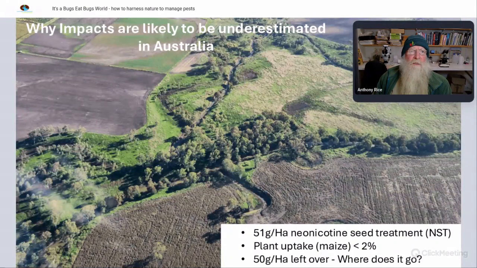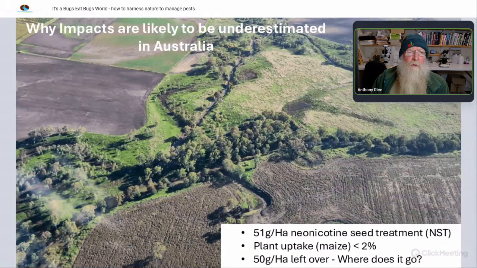So there's some reasons why impacts are likely to be underestimated here in Australia, probably elsewhere in the world as well. With the lack of data that we have here in Australia, there's a lot of work going into almost a scrambling to find out what's happening to our insect populations here in Australia. There's a widespread recognition that remnant vegetation and agroecosystems represents a very valuable resource to stabilise our insect populations.